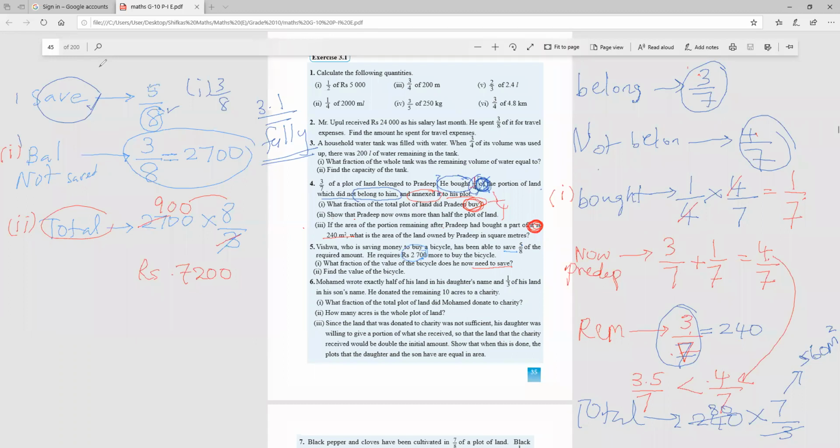Yes, the full exercise is homework. Now up to 5 we discussed. The 6th, 7th and 8th are homework. And if you don't know the 4th question, I will re-explain inshallah tomorrow morning.